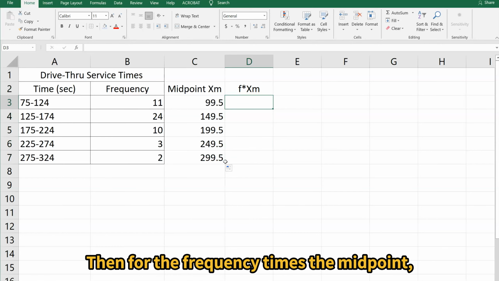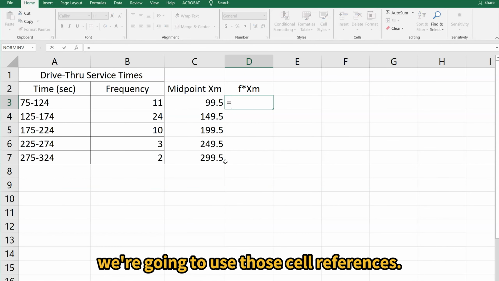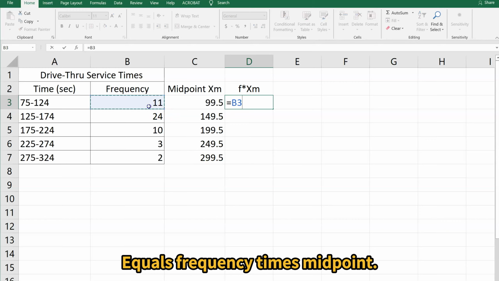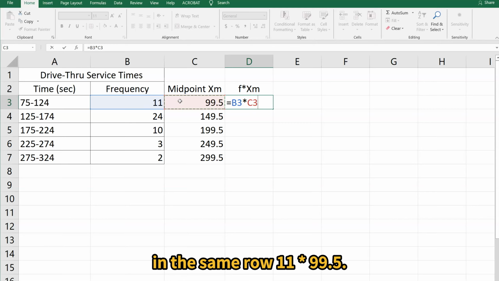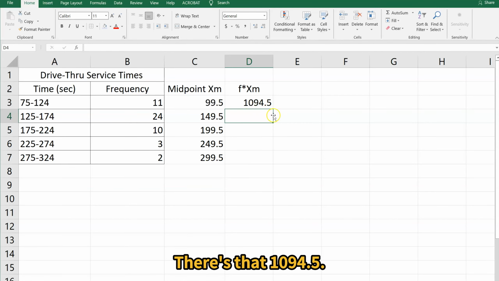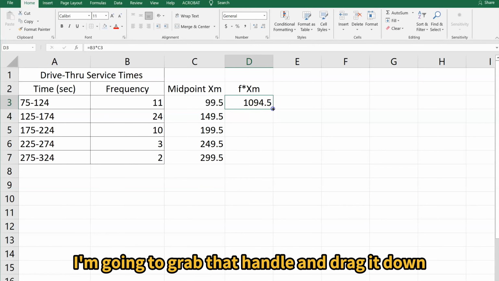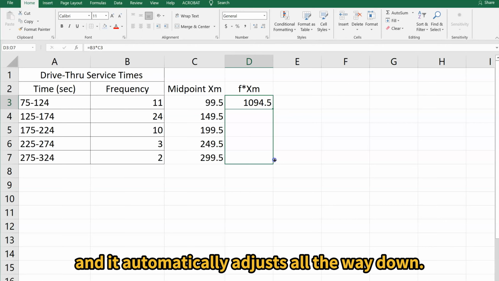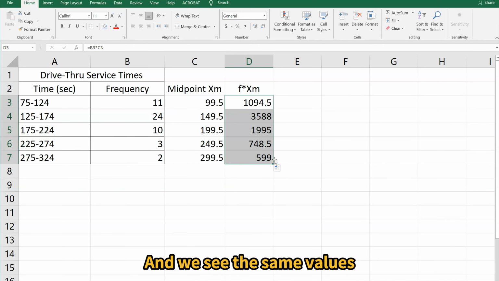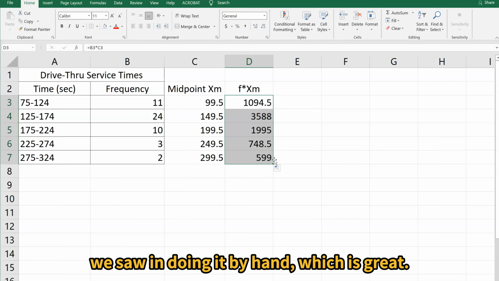Then for the frequency times the midpoint, we're going to use those cell references. Equals frequency times midpoint. You want to make sure you're multiplying in the same row. 11 times 99.5. There's that 1094.5. I'm going to grab that handle and drag it down so that I copy that formula and it automatically adjusts all the way down. And we see the same values we saw in doing it by hand, which is great.